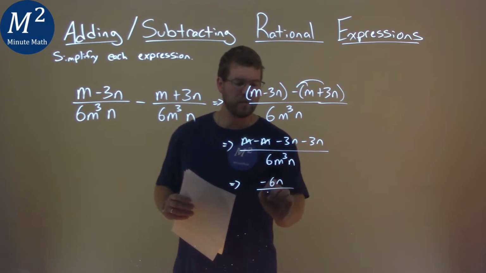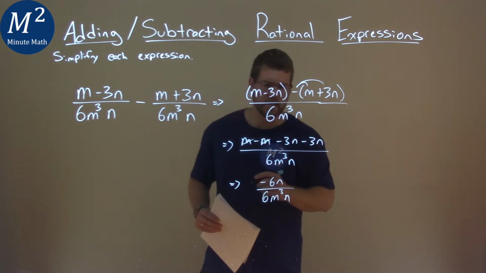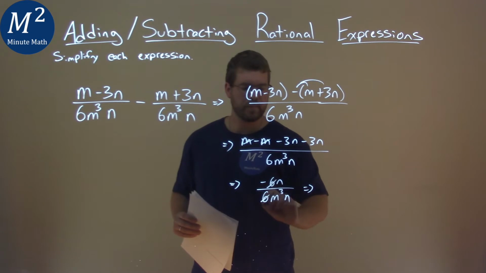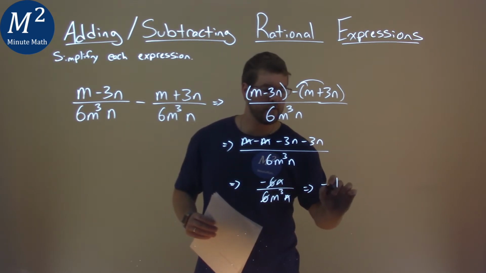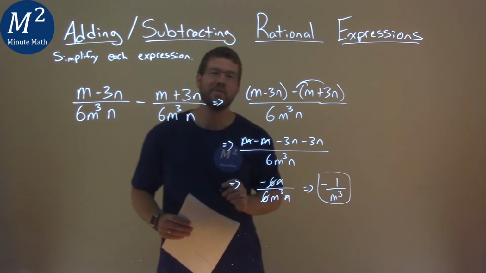In the denominator, we have a 6m to the third power n. But we're not done. What can we cancel out? Well, the 6's cancel, and the n's will cancel. And so we're left with a negative 1 over an m to the third power, and that is our final answer.